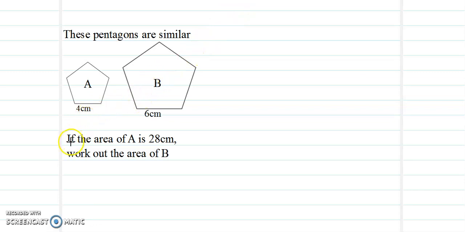Okay, let's look at this question now. It says that the area of A is 28 cm squared, and we are asked to work out the area of B. For me to work out the area of B, since we are talking about area, I'm going to look for the area scale factor. And I cannot find the area scale factor without first finding the linear scale factor, because the lengths of the sides of the corresponding shapes are given. So the first thing I'm going to look for is the linear scale factor.